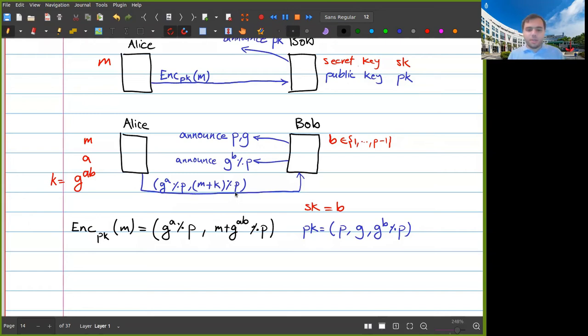So I would do the same thing here. I would just take this key K as some type of one-time pad, and I will just add it to my message M. And of course, I'm taking it modulo P, so it is really a one-time pad. And then I would send this to Bob.